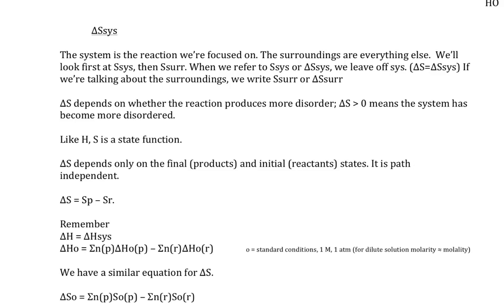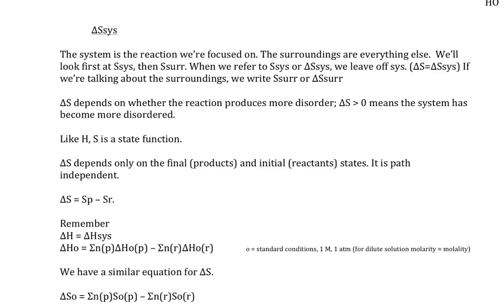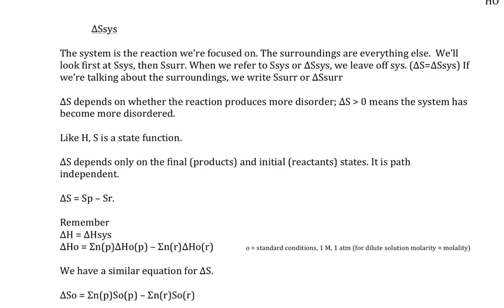Delta S depends on whether the reaction produces more disorder. Delta S greater than 0 means the system has become more disordered. Of course, that's favorable for reaction spontaneity because there is the greatest number of microstates, so the highest probability of that arrangement, that most disordered one.